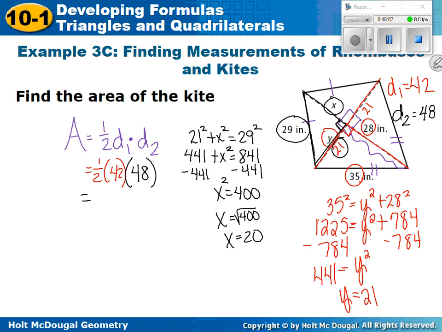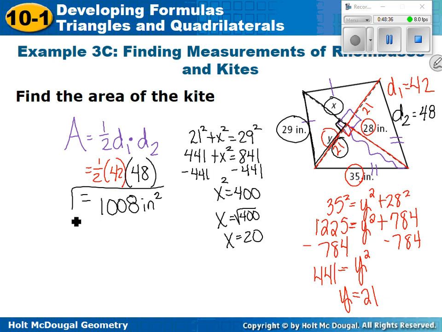Plus or minus. When you have a plus or minus, when you have a parentheses, something plus something or something minus something, and then you have a number out here, that's when you distribute. If you just have 1/2 diagonal 1 times diagonal 2, there's no plus or minus sign. You don't distribute. Okay, so you just do half of 42 and then multiply by 48. So what do we get? 1008.